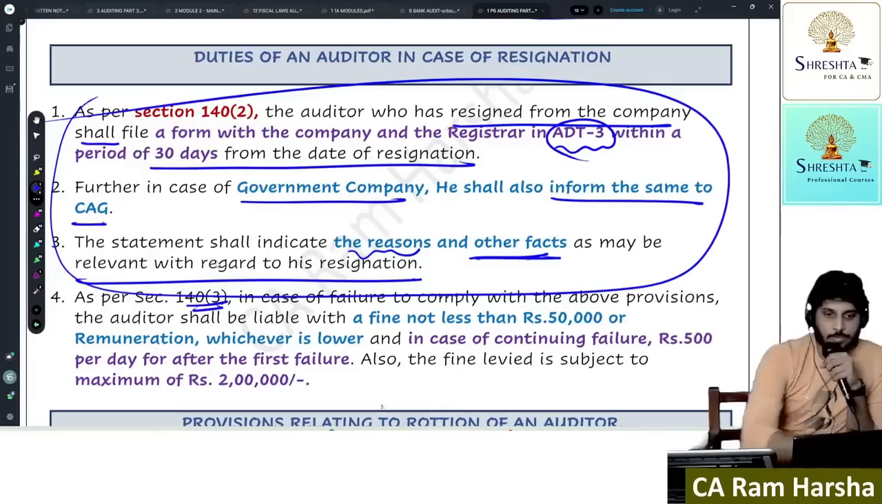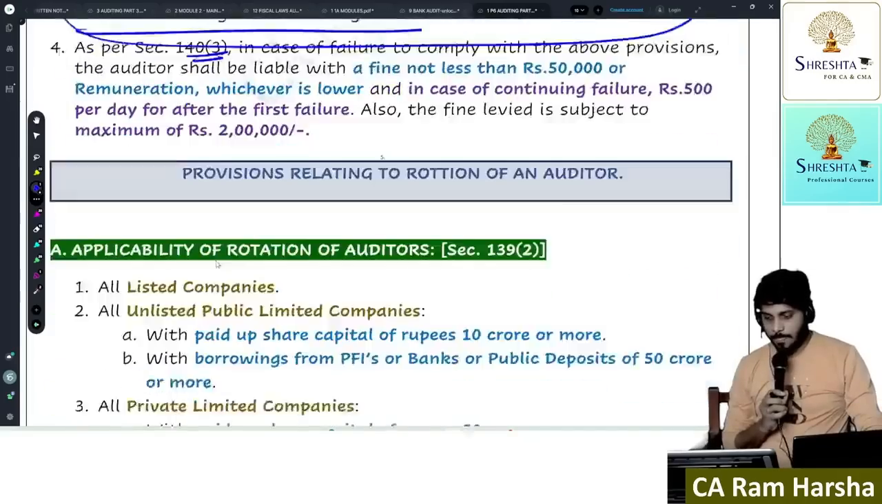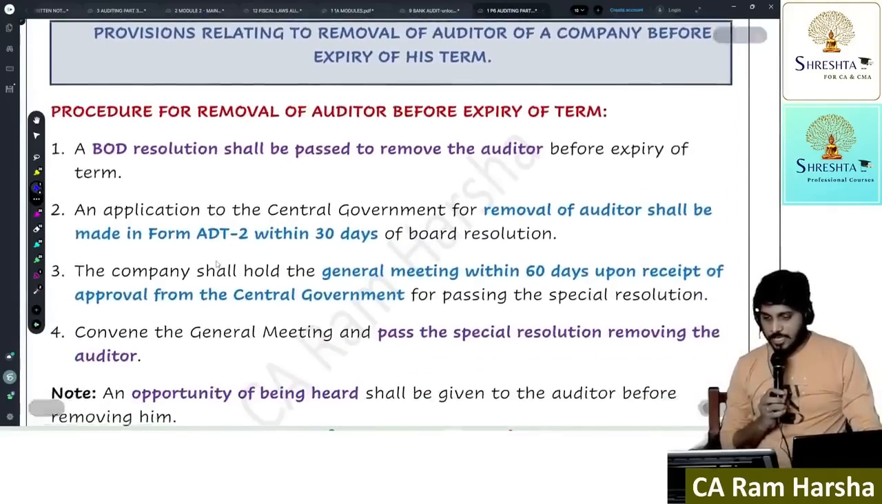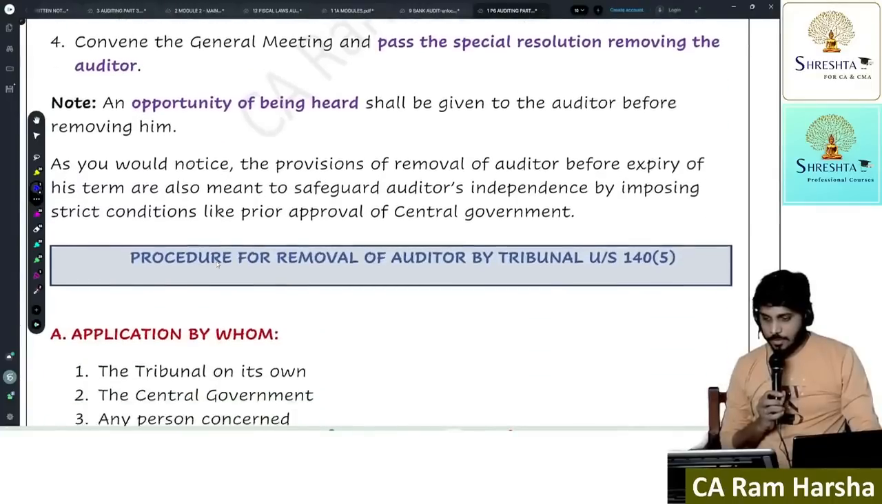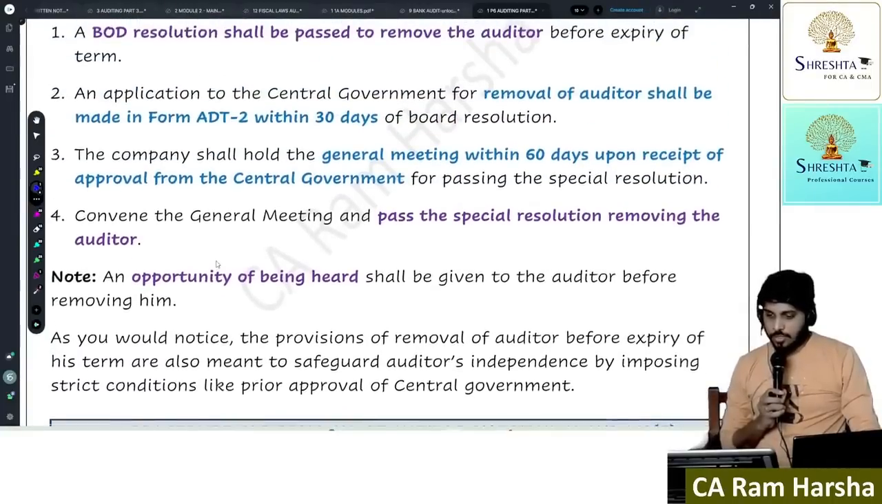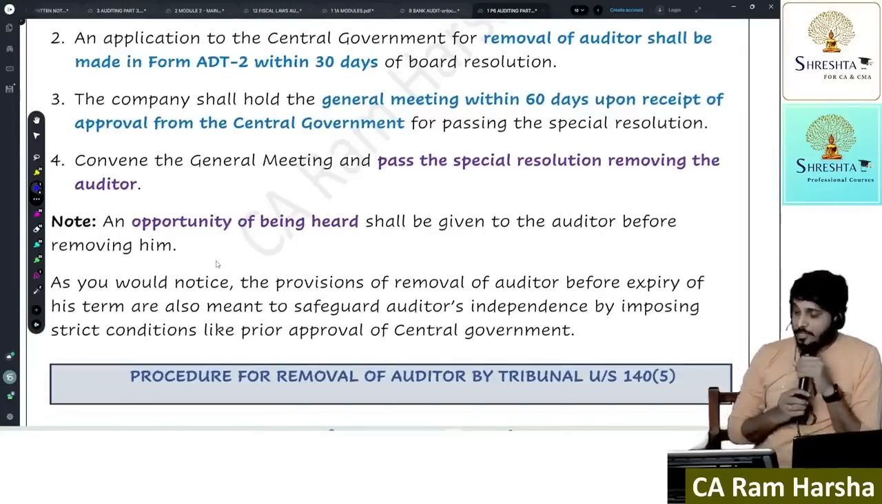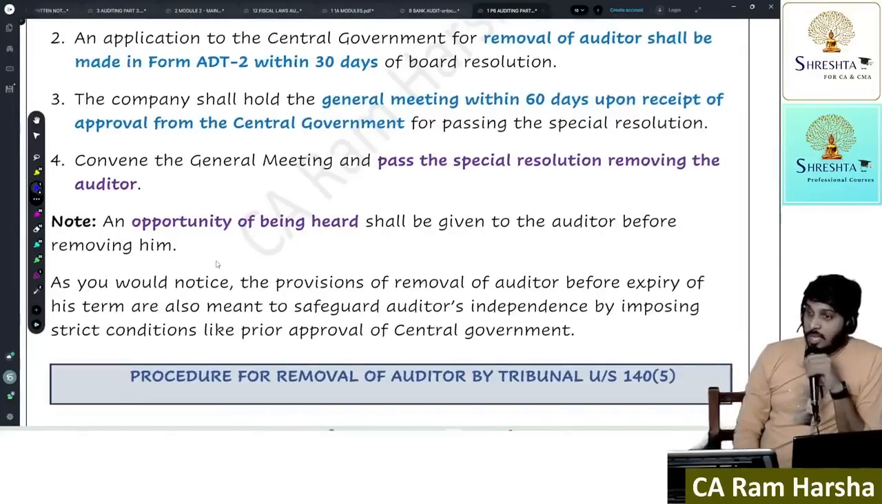Now, here you see the provision. The rotation, I'll come back to later, okay? So, provisions related to removal of auditor. Getting it? An opportunity of being heard shall be given to the auditor before removing him. Actually, in my main material, I think we have added a question: why is central government approval required for removing an auditor before expiry of term? Removal means what? Is it after expiry of term or before? Logically, common sense, before. Once the term expires, he will simply leave.